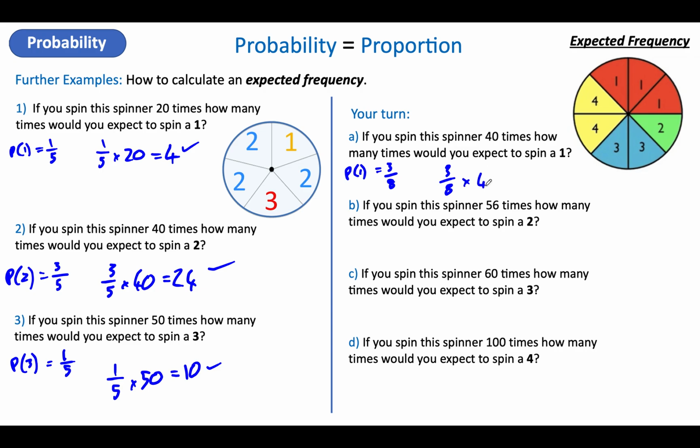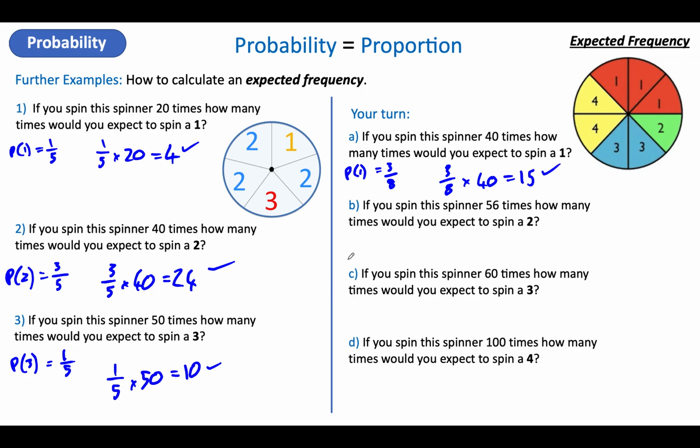So 3/8 of 40. Remember, you could divide by the bottom and times by the top, or you can put it in your calculator just as a fraction times 40. And it's 15. I would expect to get 15 wins there.